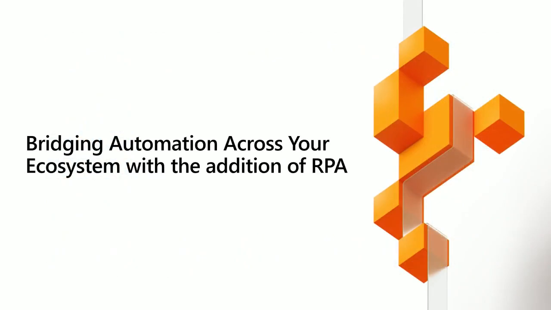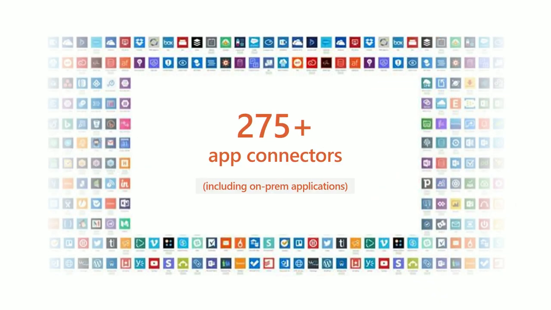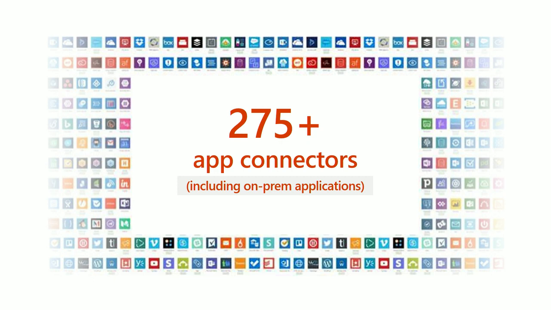OK, so let's talk a little bit about what today's session is really going to focus on. It's really bridging automation across your ecosystem with this addition of RPA. So for those of you who have been using Power Automate or Flow since its inception, you're fairly aware that we've been growing our ecosystem of connectors pretty rapidly. So now we're already at 275 plus. It literally grows every single week.